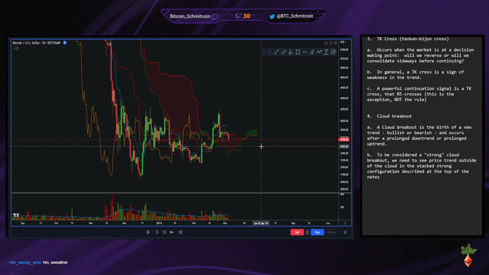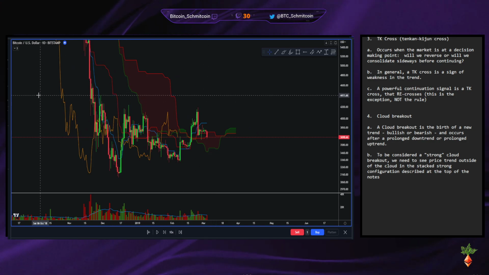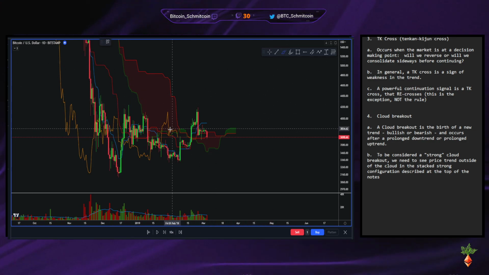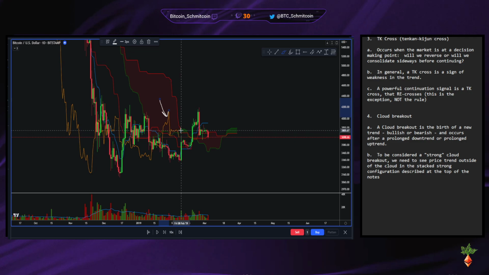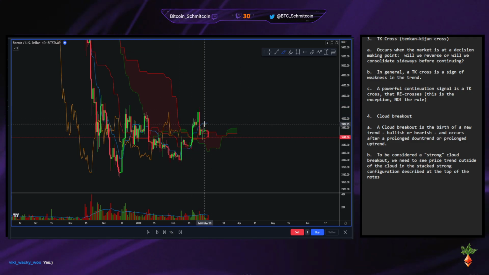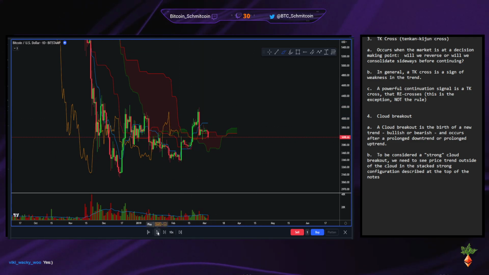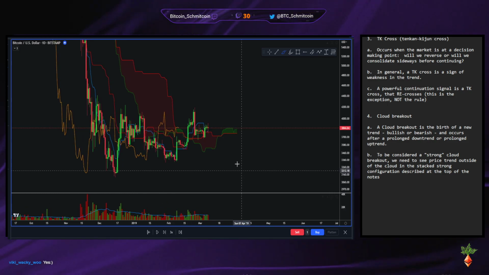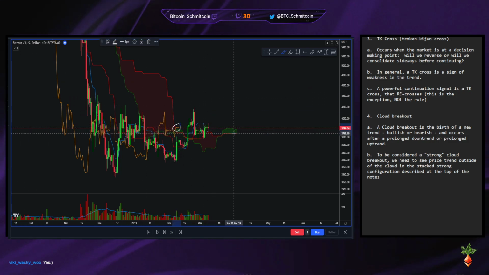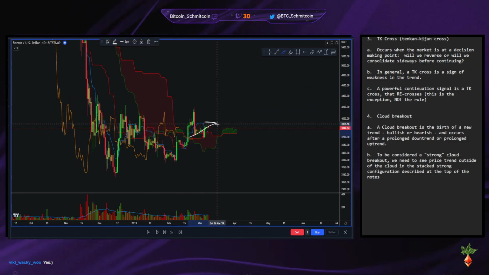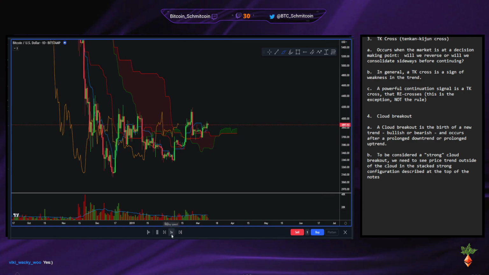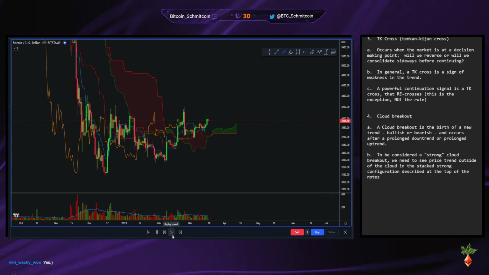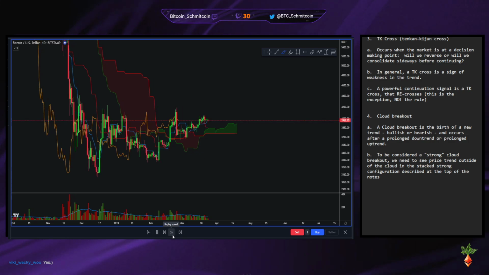Well, no. The answer is no, because the lagging span is not above the cloud, right? So if we progress in time, I'll do it slowly. Now, at this moment, this is considered a cloud breakout. We have our stacked configuration. We're above the cloud, and we can see what happens after this.